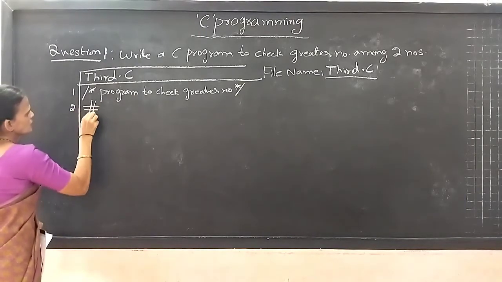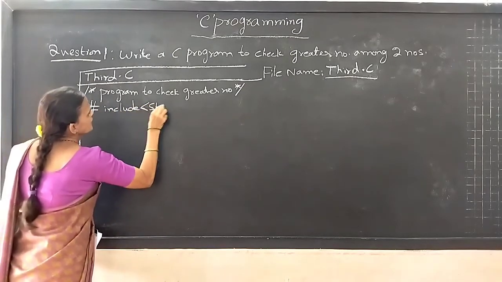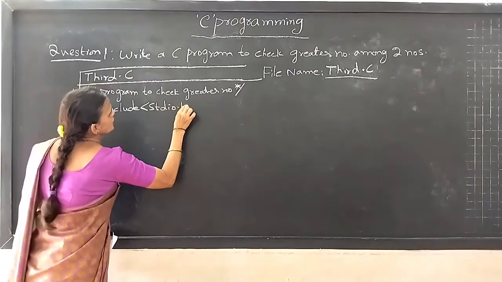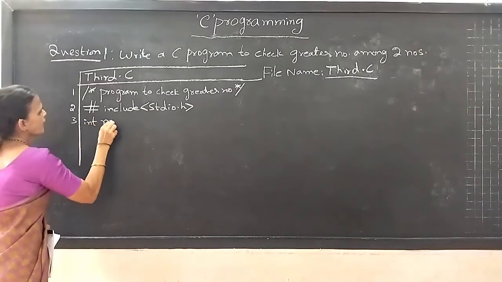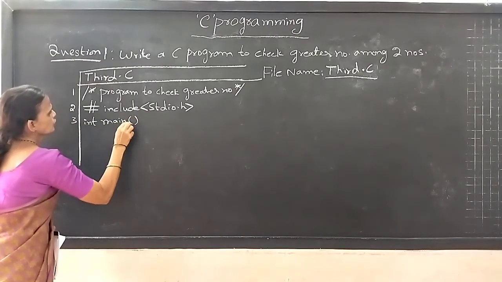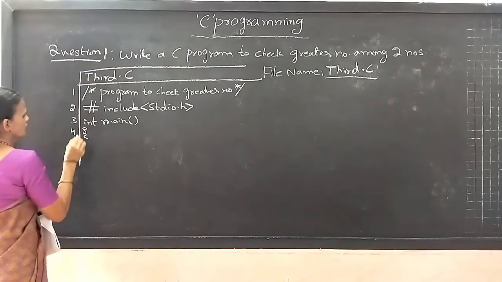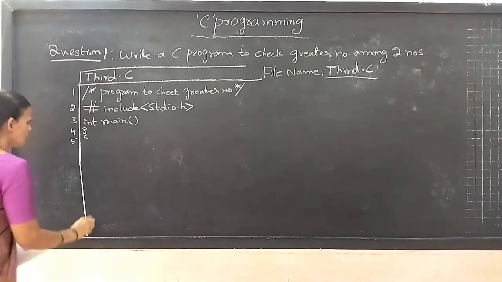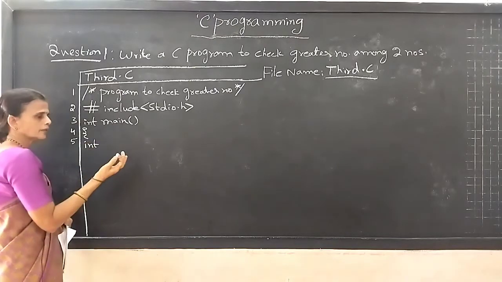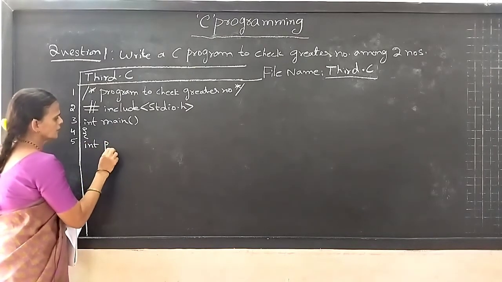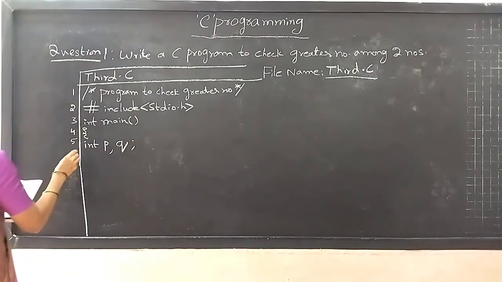So, #include <stdio.h>, and in the next line you have to write int main(), open bracket, close bracket, then open flower bracket. In the fifth line you have to declare variables. So, any alphabet, I will declare p, q; semicolon.